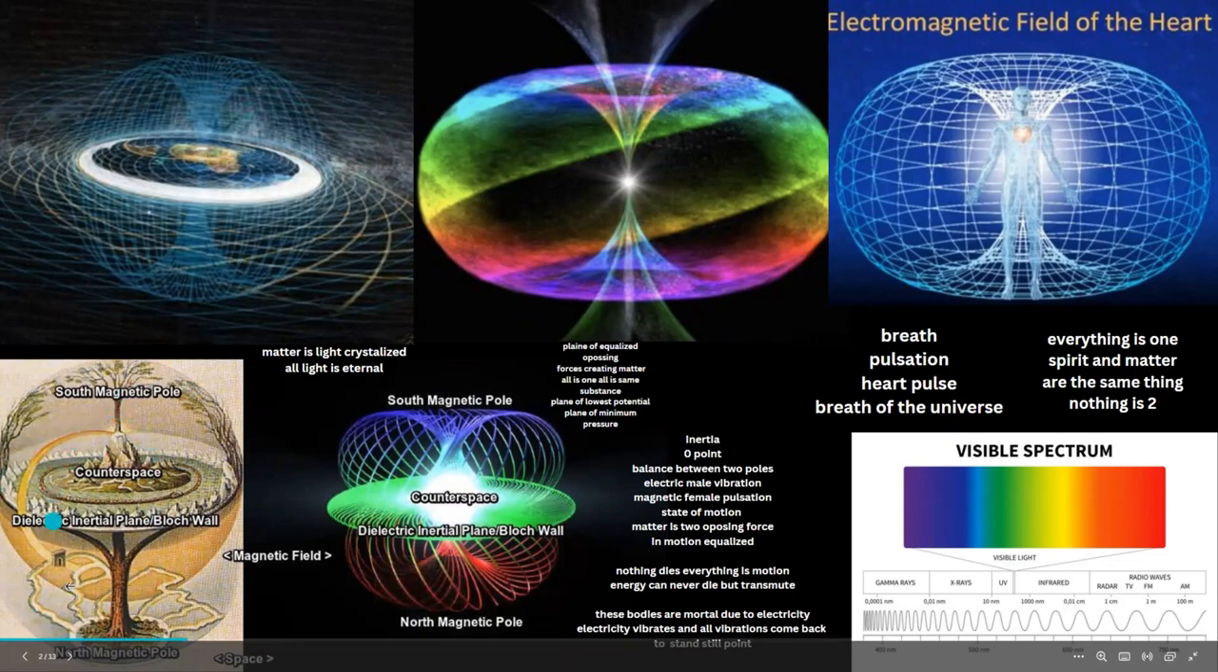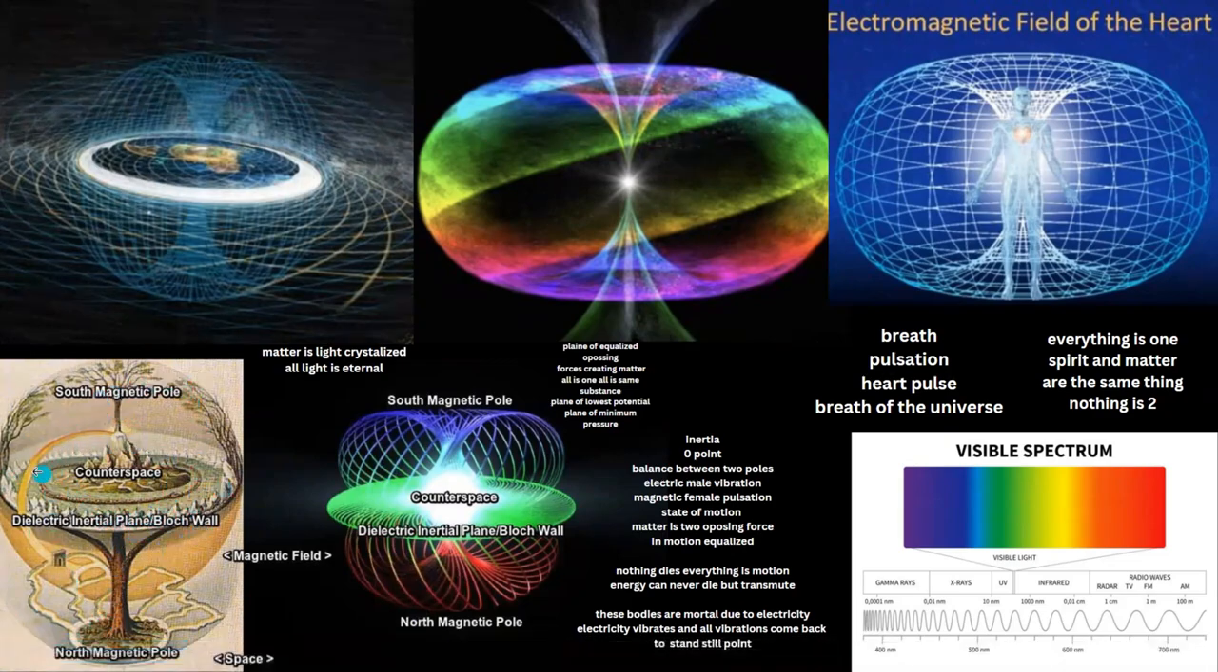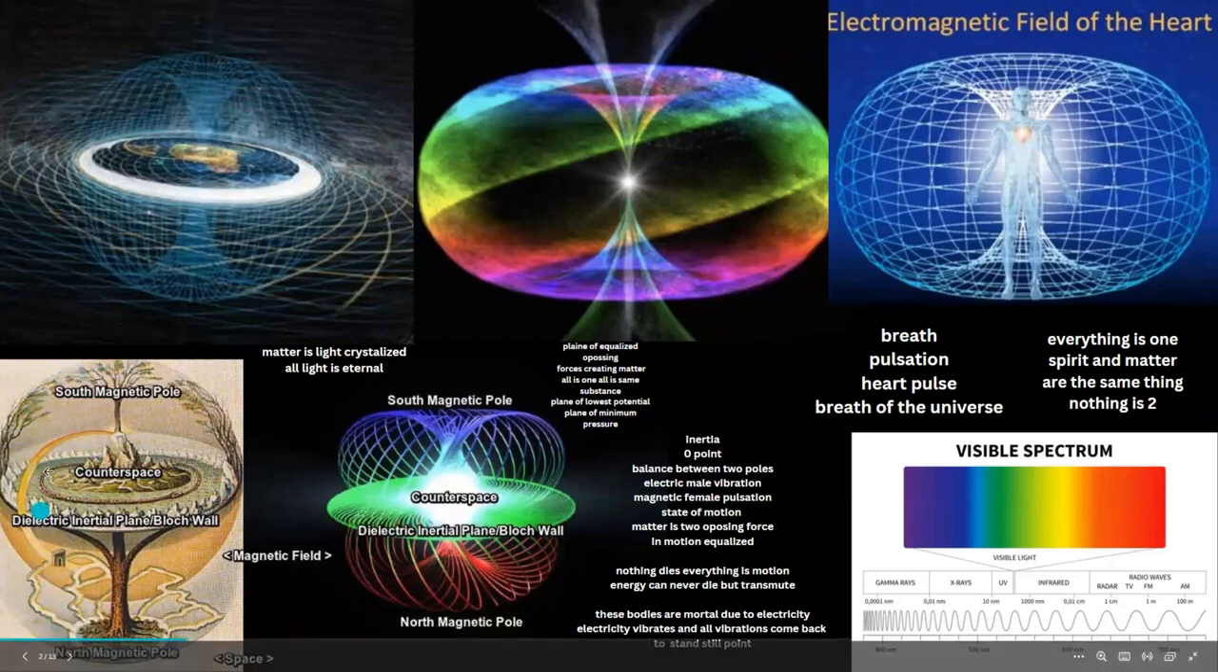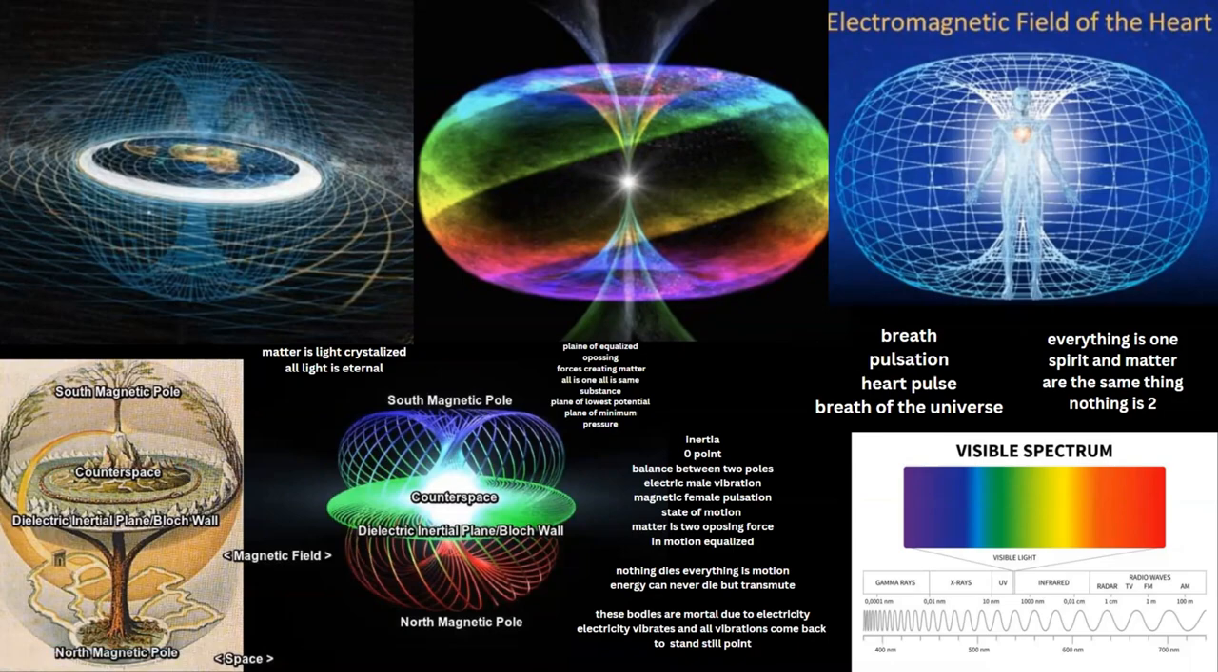This is what the ancients were showing with the tree of life. As you can see here, this is the plane of inertia and this is the torus field. Everything consists of this. Everything is a torus field. An atom is a torus field. Okay, now the inertia is the zero point. So this plane is a zero point. It's the balance between two poles.